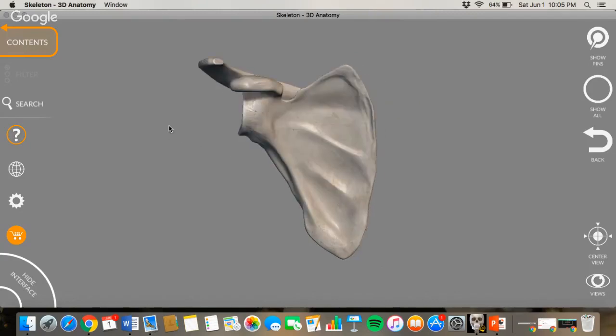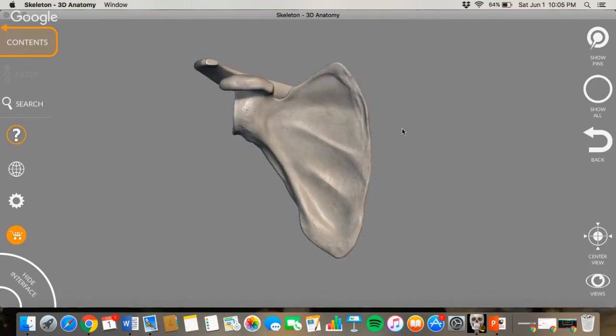I hope that was helpful and you're a little bit closer to being able to identify all these terms really easily. Good luck and happy studying!